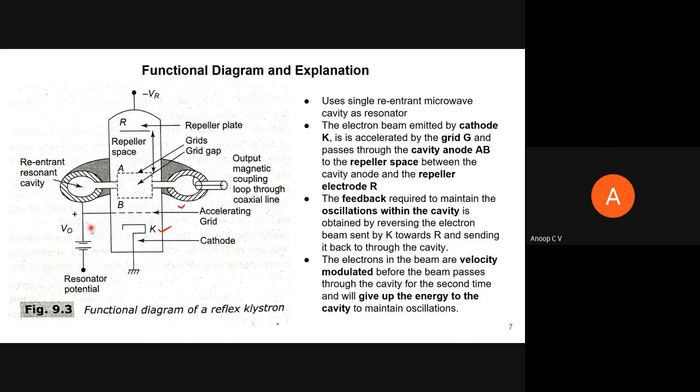You can see this accelerating grid is kept at a slightly higher positive potential compared to this cathode, so that it can attract or accelerate electrons produced by this cathode, right? And normally for vacuum tube devices, we have a cathode and an anode. So instead of an anode here, we have a repeller. You can see a repeller plate, right? That is given a much higher negative potential compared to the cathode, right?